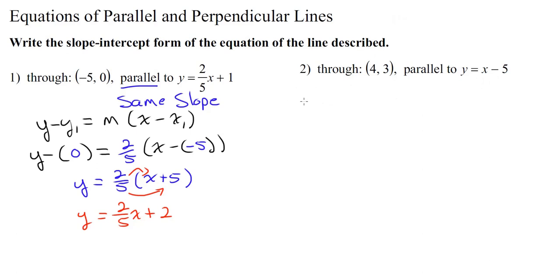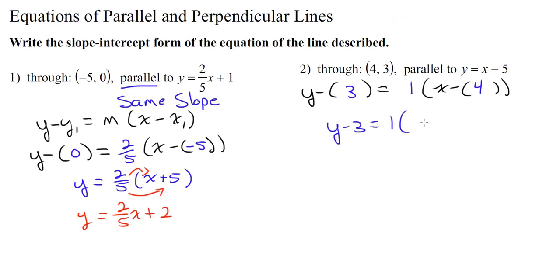So let's start off by setting up our point slope form. Y minus y1 equals our slope times x minus x1. And we're going to plug in our points. Our slope is 1. Our x value is 4. That goes here. And our y value is 3. That goes here. Now we can clean this up. This becomes y minus 3 equals 1 times x minus 4.